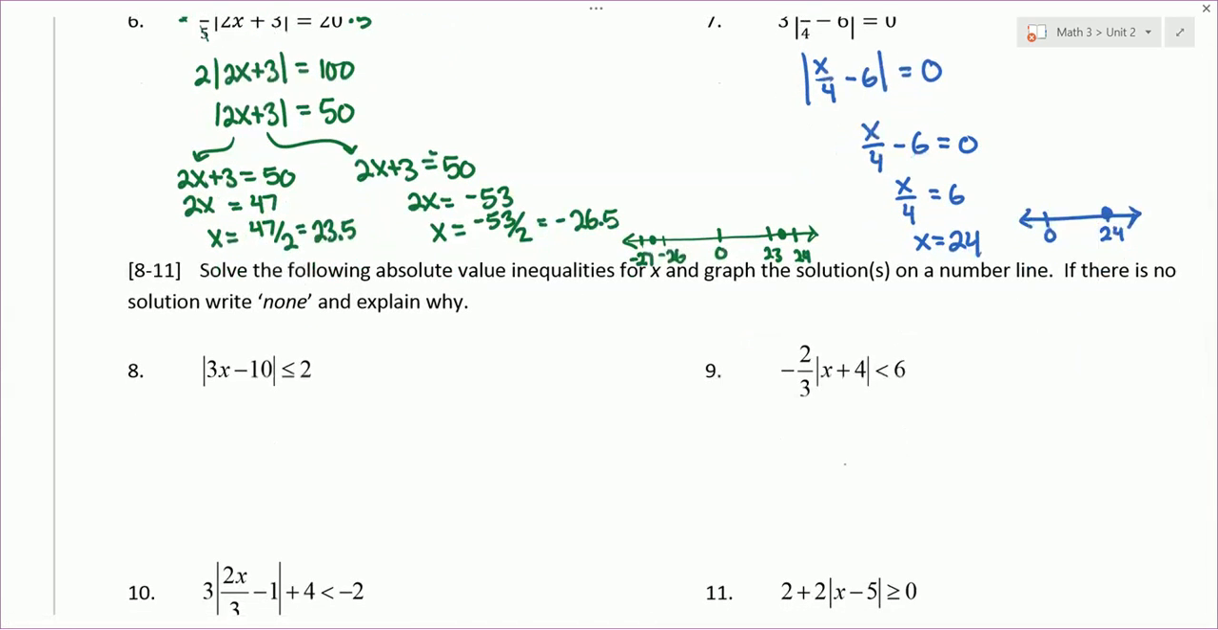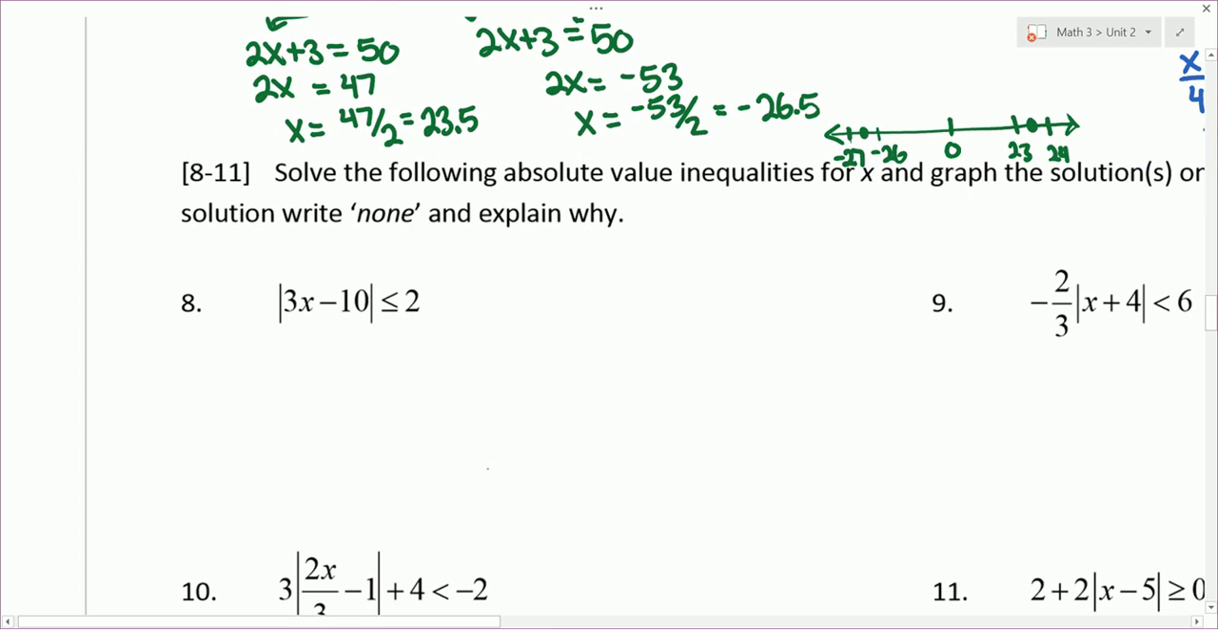8 through 11, we are to solve the following absolute value inequalities for x and graph the solution or solutions on a number line. If there's no solution, again, we write none or no solution and some explanation as to why.